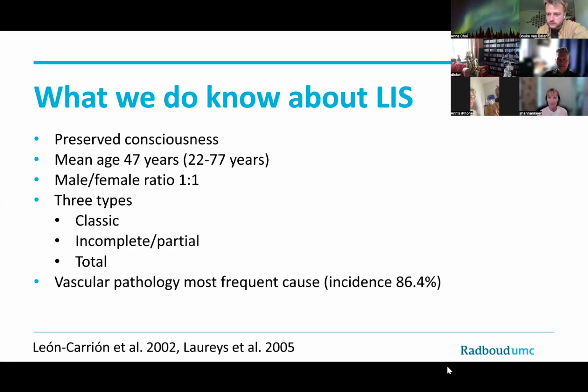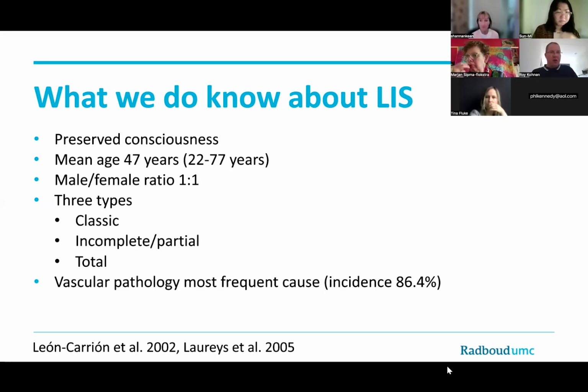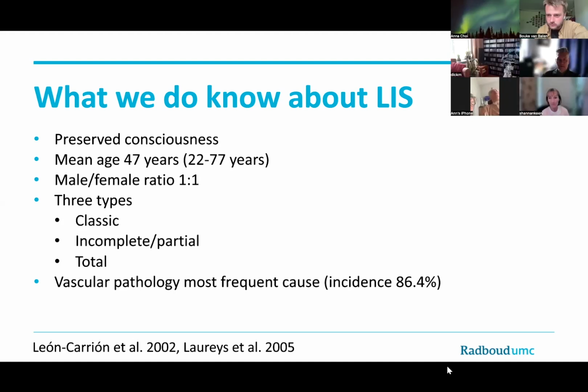LiS is characterized by preserved consciousness. There are three types, which are shown here. Classic LiS is defined by quadriplegia, unable to move, anarthria, unable to speak, vertical eye movements and blinking. Partial LiS is the same as classic LiS, but with remnants of more voluntary movement besides the vertical eye movements. In total LiS, there is total immobility, including all eye movements.